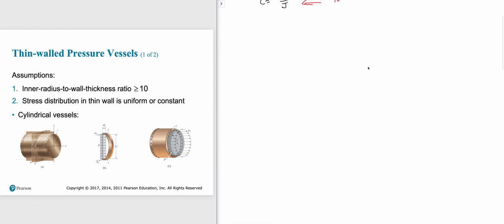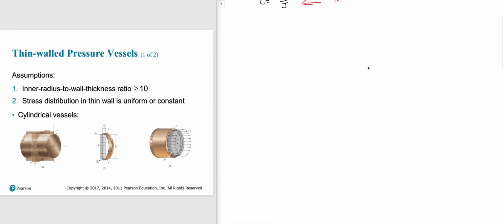Let us look at thin-walled pressure vessels. So the name itself indicates that the wall is thin. So what is the definition of thin? If the thickness is 1/10 of its radius, you can claim that to be thin.